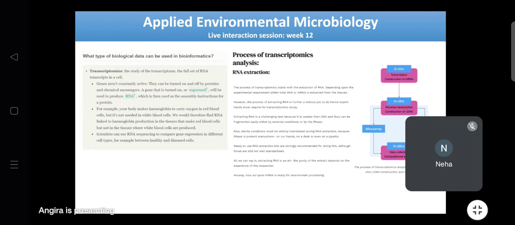Okay, so as you can see over here, the first step is transcription, construction of the mRNA, followed by reverse transcription and construction of the cDNA. This is followed by in silico microarray, and then RNA sequencing, and then in silico data collection and computational analysis. So this is the entire process of transcriptomics.